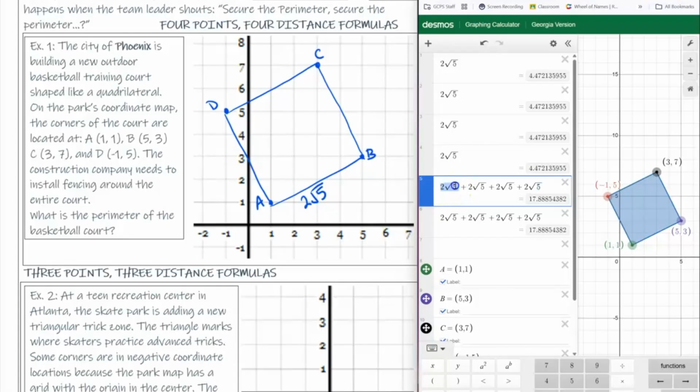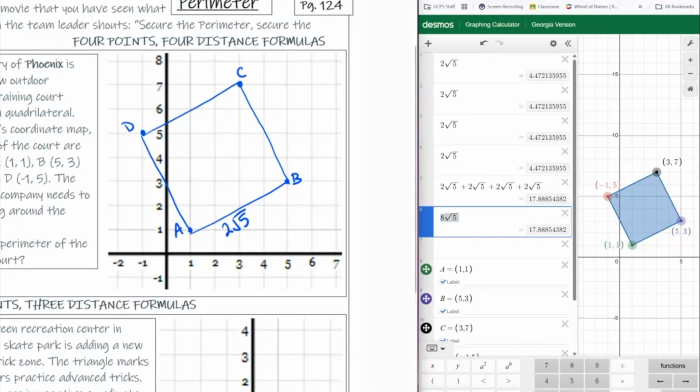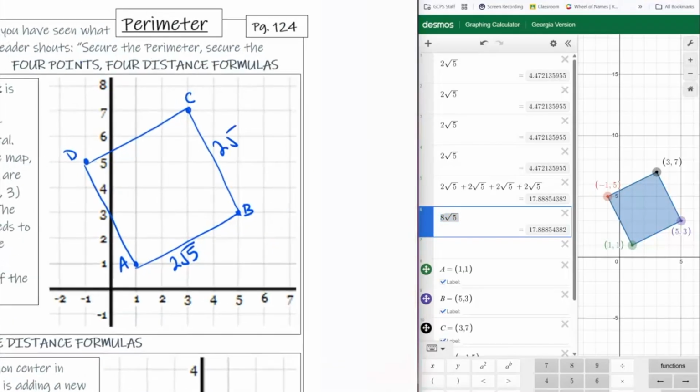So for example, I have 2 apples plus 2 apples plus 2 apples plus 2 apples. How many total apples do I have? I have 2, 4, 6, 8. I have 8 apples, and the apples is just the radical 5. And if I combine that correctly, you'll see that it matches. So my final answer in simplest radical form is 8 radical 5. So in your answer, I do want you to write yours in both decimals and radical form for the final answer.